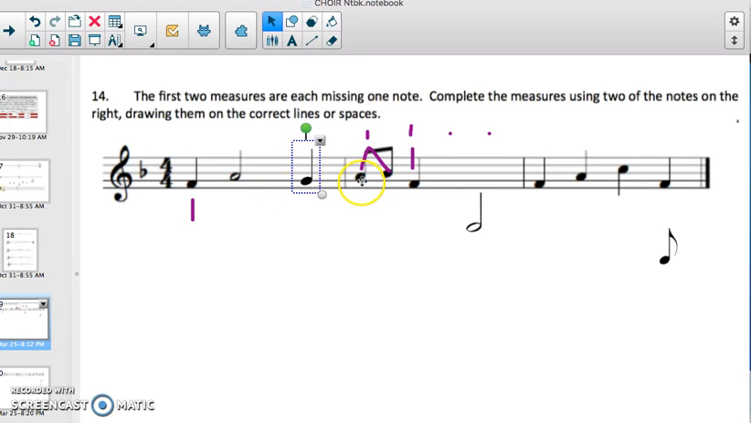Then the second measure went, so I heard la, la, da, da, da.